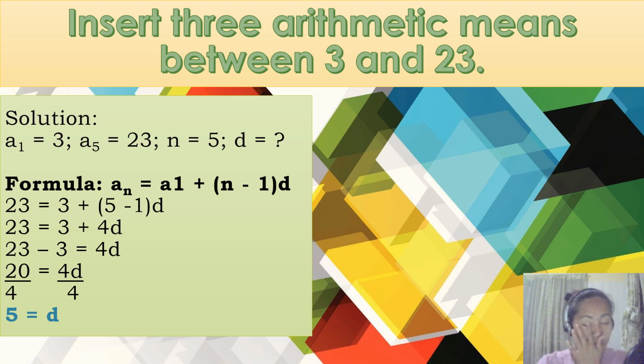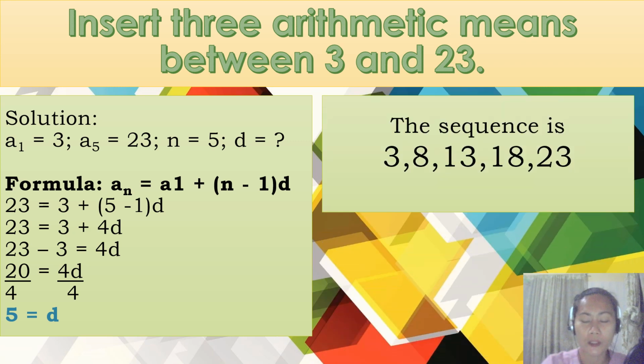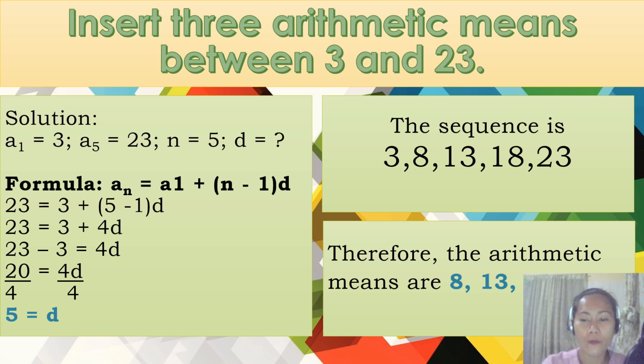Now, in inserting arithmetic means, we have to add 5 to the first term. So 3 plus 5 equals 8. 8 plus 5 equals 13. 13 plus 5 equals 18. So the sequence is 3, 8, 13, 18, 23. Therefore, the arithmetic means are 8, 13, and 18.